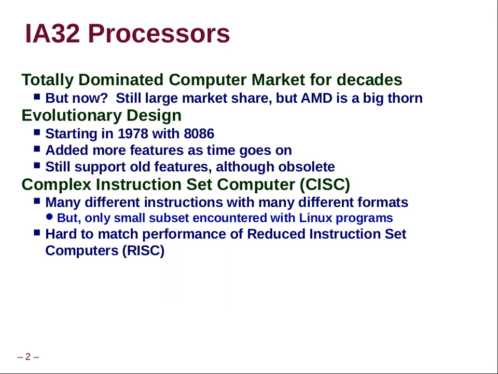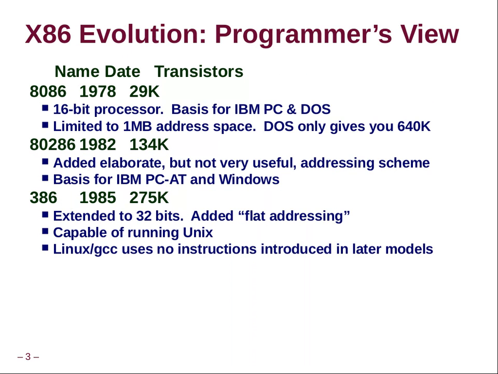Okay, let's see. IA32, I've been calling it x86, started in 78 with the 8086. We've been using it ever since. Intel has been trying to kill it, has tried to kill x86 on numerous occasions, and has failed each time. I like to kill things.